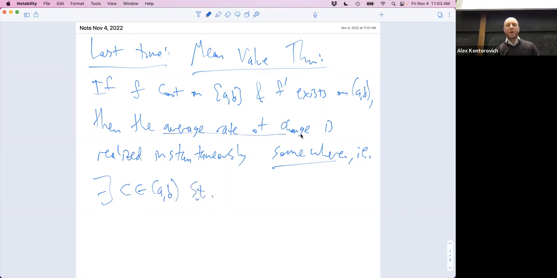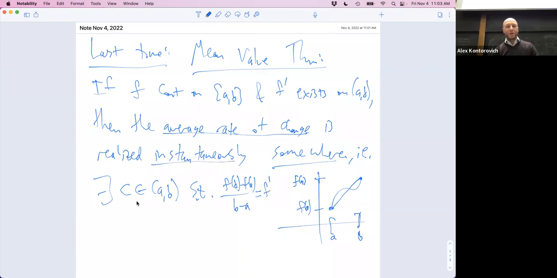such that the average rate of change over the whole interval, here's A to B, here's f of A, here's f of B, is f of B minus f of A over B minus A. That's this slope, is realized instantaneously. Instantaneous is f prime, somewhere being this place C that we're hypothesizing. So there's some point C so that the instantaneous rate of change at C is exactly the average rate of change.